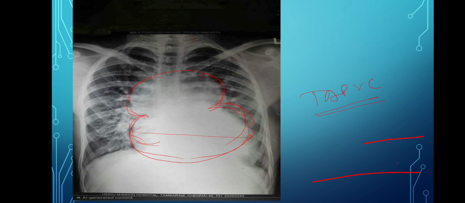So this is all for chest X-ray. There are numerous chest X-rays, but you have to know the basics of chest X-ray. So I discussed the basics of chest X-ray and the most common things of chest X-ray. So this is for now. Thank you.